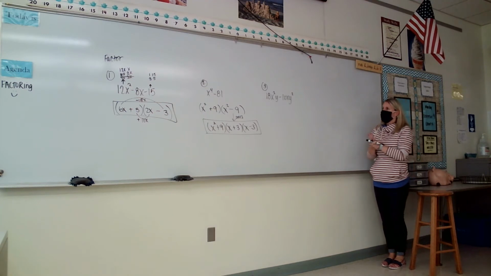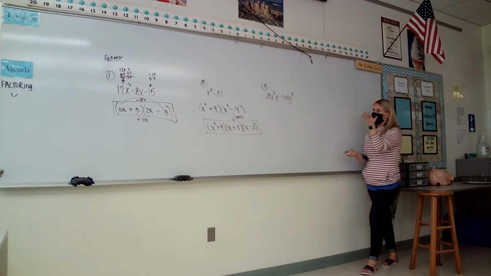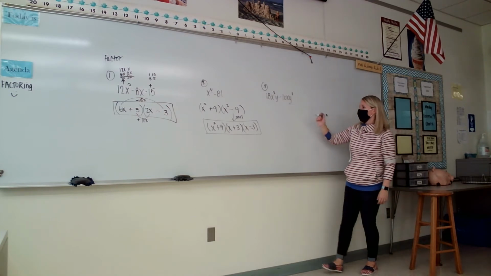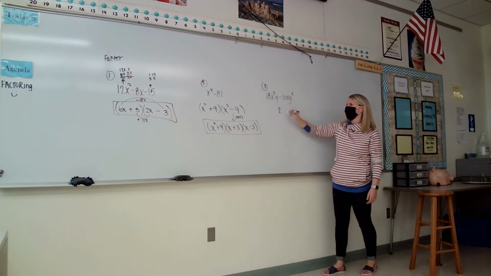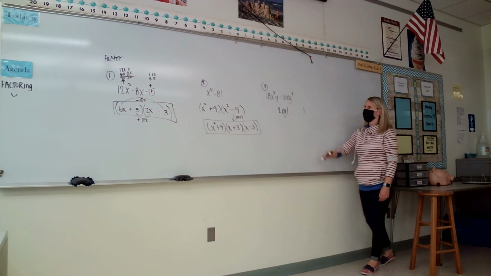And then number 3, there's a GCF. Always check for GCF. In this case, it is 2xy. They both have an x in common and they both have a y in common. Okay, so let's take that out and see what we get.